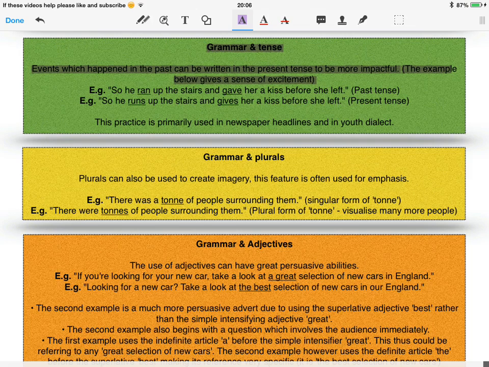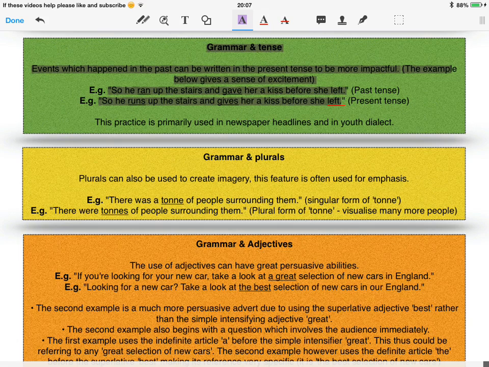For example, if I said, so he ran up the stairs and he gave her a kiss before she left, this is just a simple statement, there's no kind of emotion in the sentence. Whereas if I said, so he runs up the stairs and he gives her a kiss before she left, it seems more exciting in my opinion, and you could have even gone further and said before she leaves, therefore making everything in the progressive aspect, or present tense, and it makes it seem more exciting.